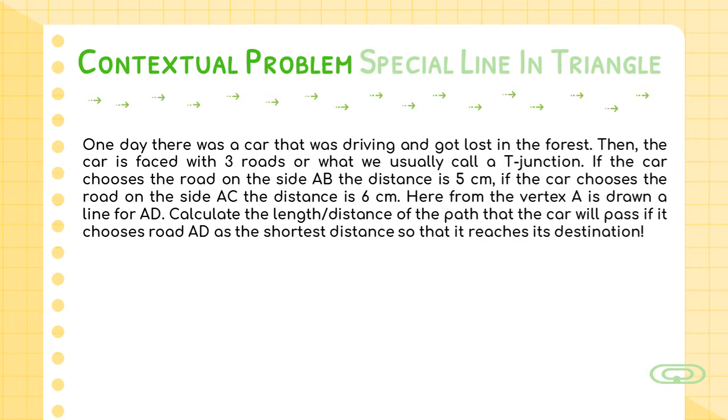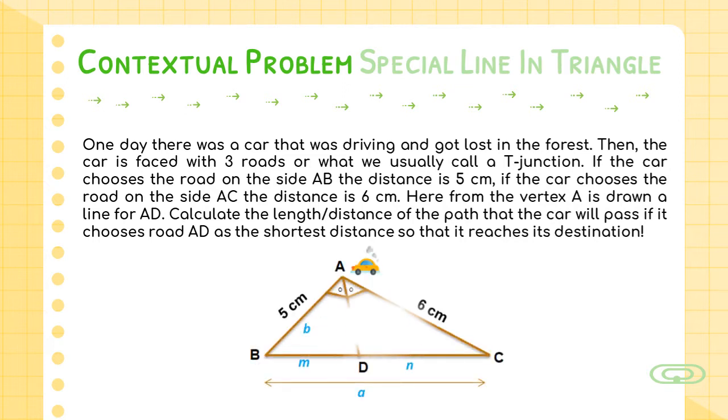Here from the vertex A is drawn a line AD. Calculate the length or distance of the path that the car will pass if it chooses route AD as the shortest distance so that it reaches its destination. This is an illustration image of the problem above.